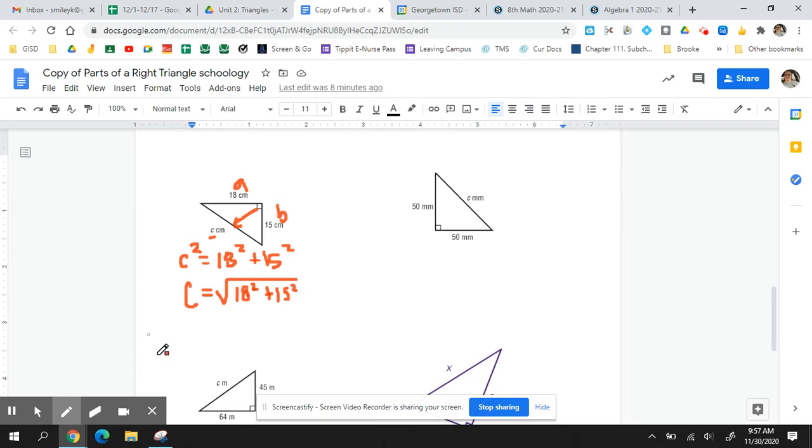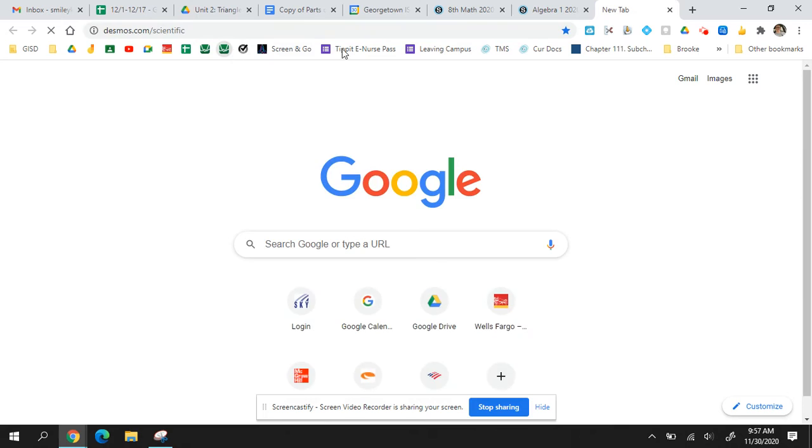So if we're looking for C, a good thing to note is you're always going to have a plus sign. Okay, so today, notice that anything under the square root sign, we will have a plus sign. So we can go put that in our calculator. Let me go to Desmos here.